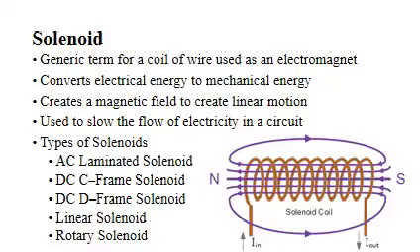or an impedance device. Cars also have a type of solenoid that is really just a motor that happens to work using a coil of wire. The job of the solenoid is to turn electrical energy into movement. There are different types of solenoid: AC laminated solenoid, DC C-frame solenoid, DC D-frame solenoid, linear solenoid, and rotary solenoid.